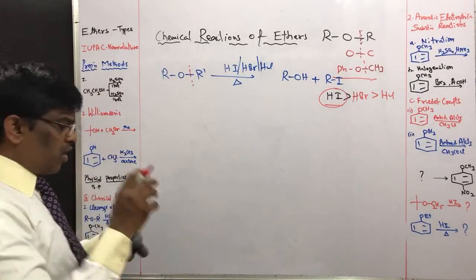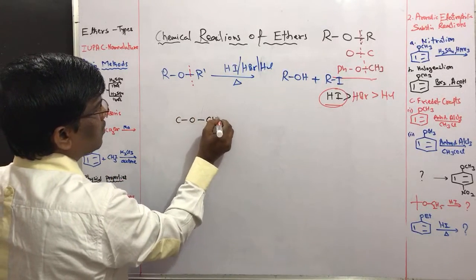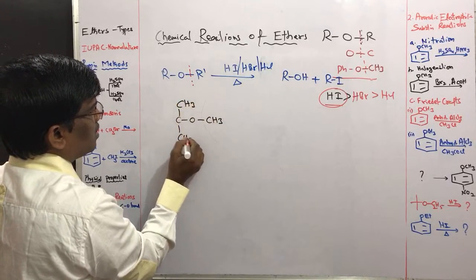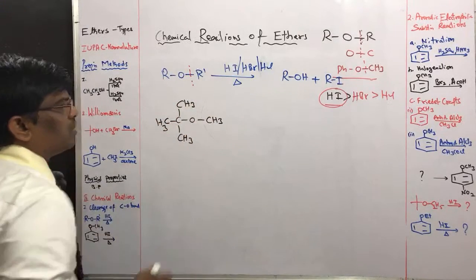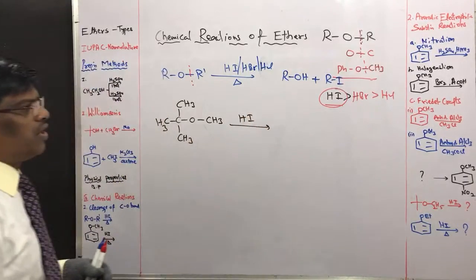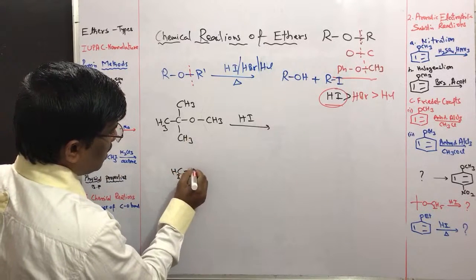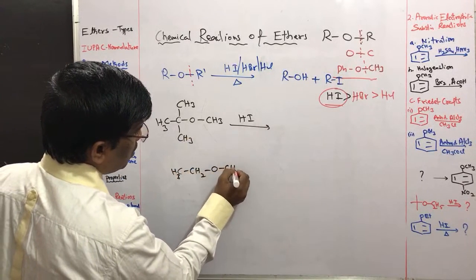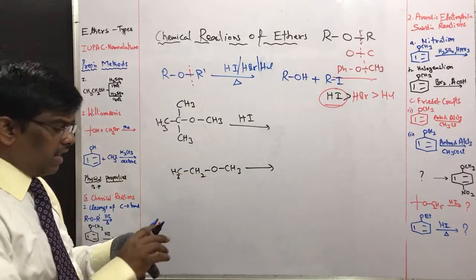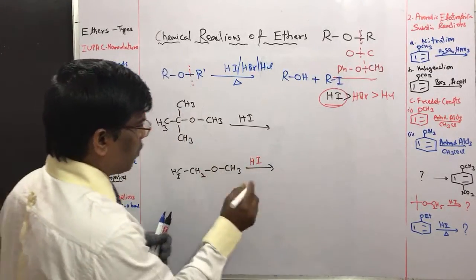So, which ether is going to be cleaved? For example, this is the ether. Which side is going to come out? When I add HI, what is going to happen? And another example, if I take simple CH3 CH2 O CH3, methoxyethane, as an ether and do the reaction with HI, what is going to happen?